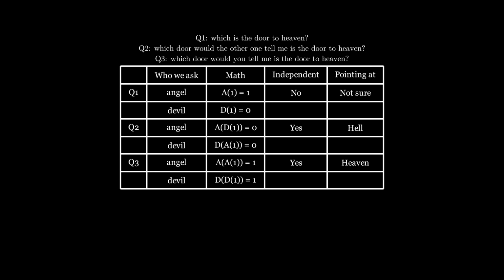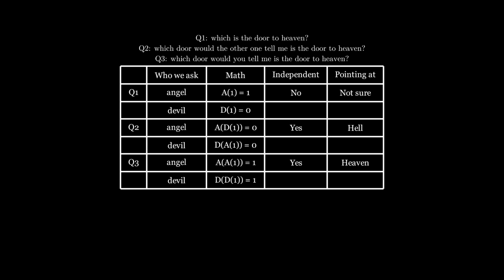If we'd asked that same question to the devil, that would correspond to taking the devil of angel of 1, meaning that we first work out the angel of 1, which is which door the angel would say is the door to heaven, and that would still be the door to heaven. Then we take the devil of that, which would then be the door to hell. So the devil of the angel of 1 is the devil of 1, which is 0. And so we can see that regardless of who we ask, the output is 0, meaning that regardless of who we ask, they are going to be pointing at the door to hell.